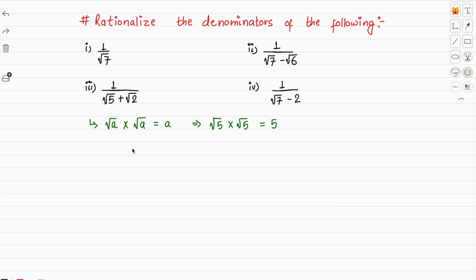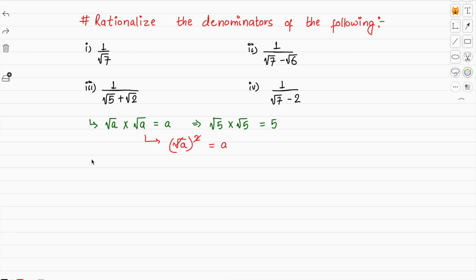The reason this is happening is because when we have something like root a times root a, this is actually root a whole square, and you can cut this square and this square root and you would get a, okay? So in this way, if we had something like square root a times square root a, we would get a. In place of a, there could be a number like square root 5 times square root 5, it would give us 5. So that's our first thing.